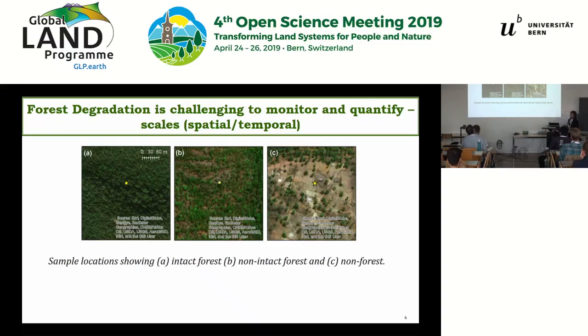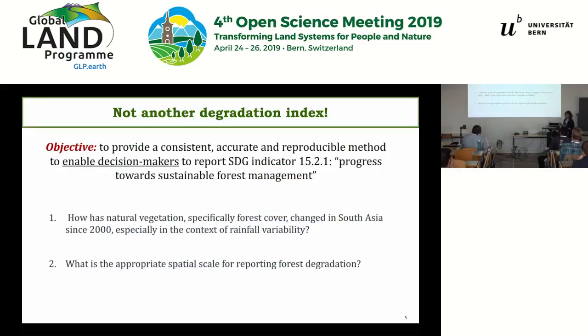So what we are trying to do in this study is to look at areas like that within protected areas and try to identify how much degradation is going on. For this study, we identify something like this as an intact forest, something like this panel B as a non-intact forest, but still forest, and something like this panel C as a non-forest, even though it is within the protected area.